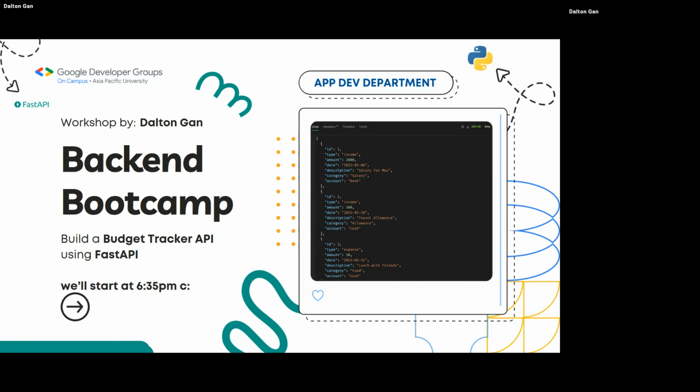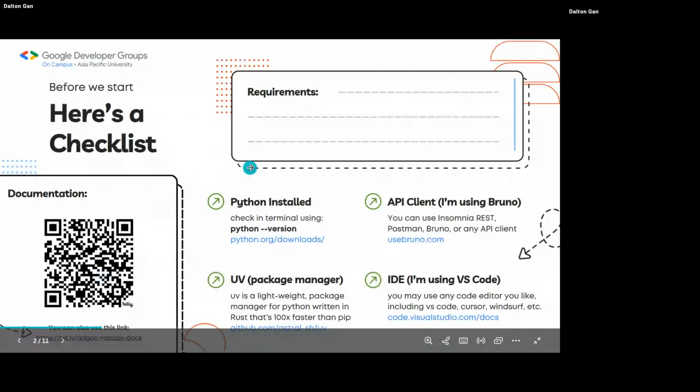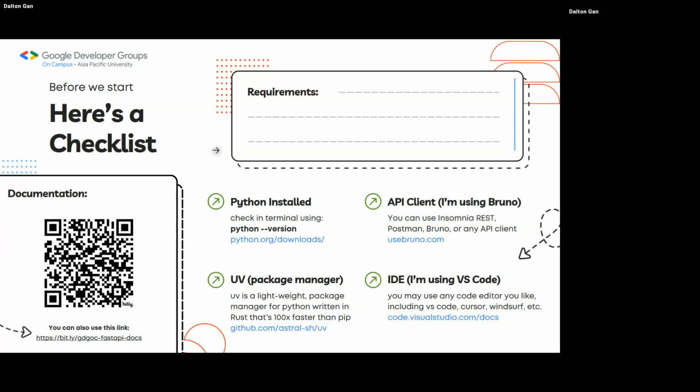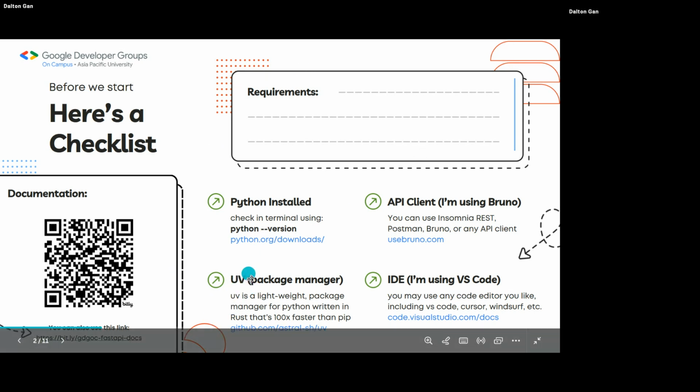So before we start, there's a checklist for everyone to download. Can everyone take maybe 5 minutes to download all of these things or make sure you have all of these things installed? It includes Python, an API client like Bruno or Postman, UV, as well as an IDE that you prefer. For me, I'm using VS Code, but you can use Cursor, Windsurf, up to you. For UV, if you don't know how to install it, I will teach you later. But for the other three, you should install them first.